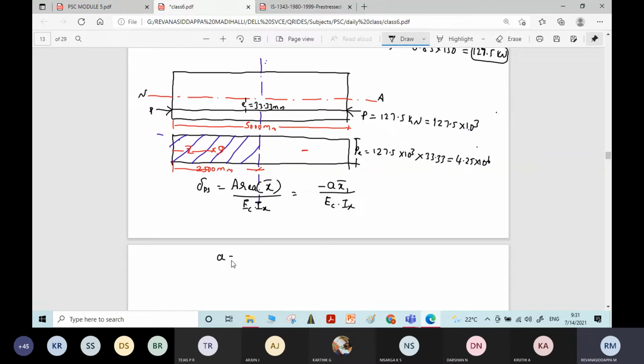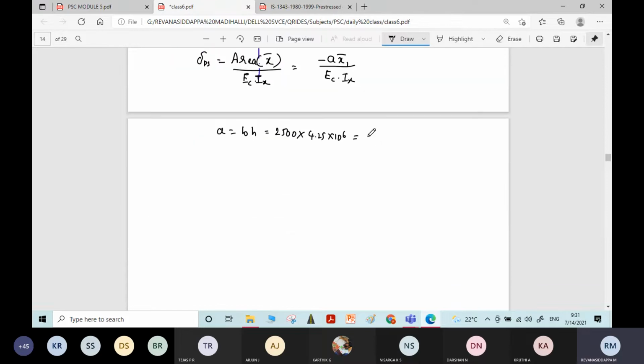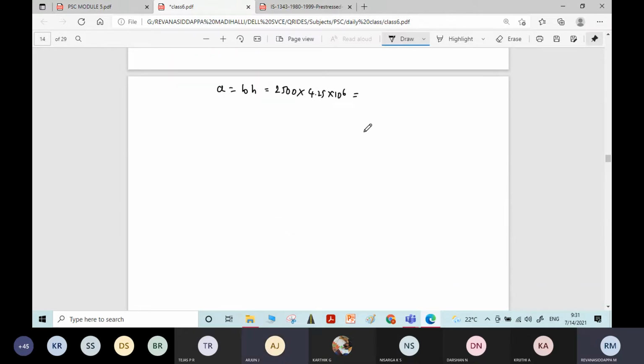Okay. Now find the area. Area is equal to B into H. B is 2500. Okay. Area of this shaded portion. And H is 4.25 into 10 power 6. What is the answer? 1.06 into 10 power 10.